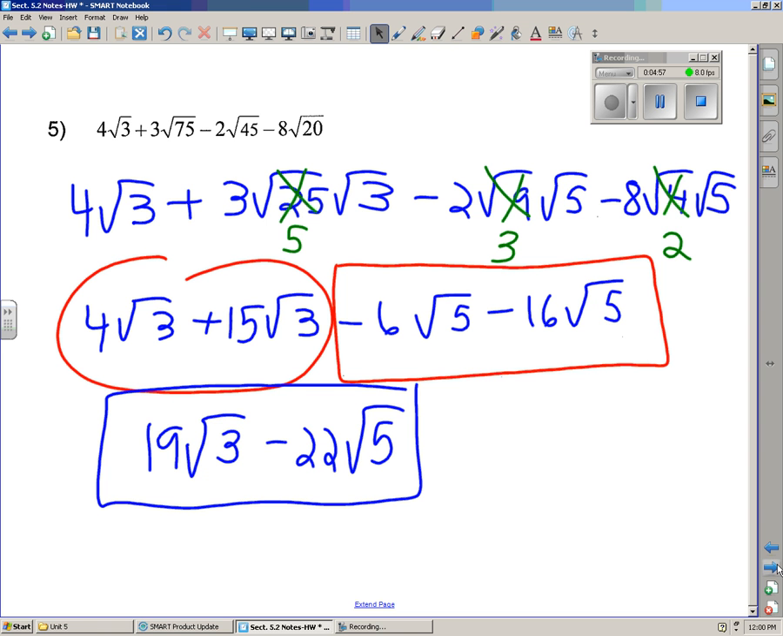So again, not difficult. You just need to be able to simplify your radicals, which goes to yesterday's lesson. And then you need to be able to combine like radicals, which is just like combining variables. You can only combine like terms.